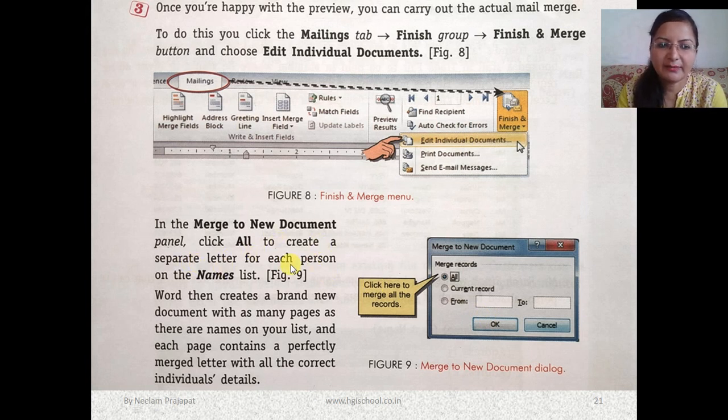to create a separate letter for each person on the names list, Word creates a brand new document with as many pages as there are names on your list. Got it? It will create all the letters, whatever list you have inserted in your data source, and each page contains a perfectly merged letter with all the correct individual's details. Got it?